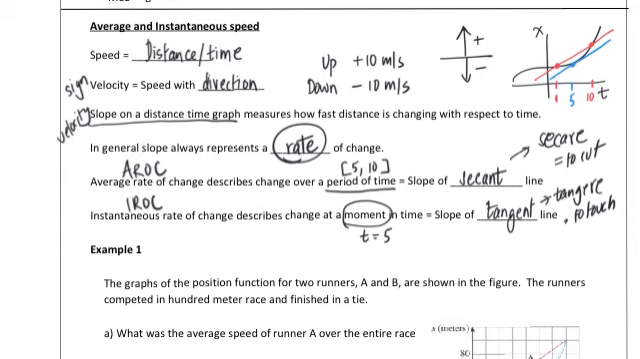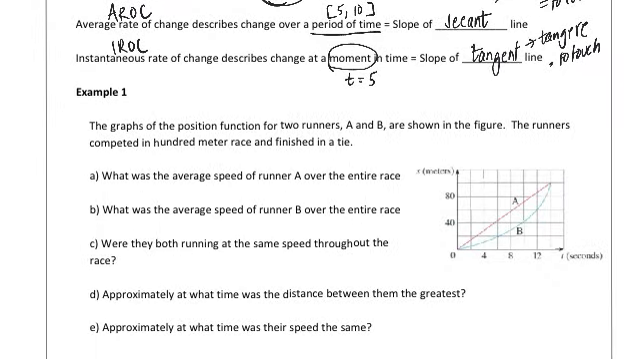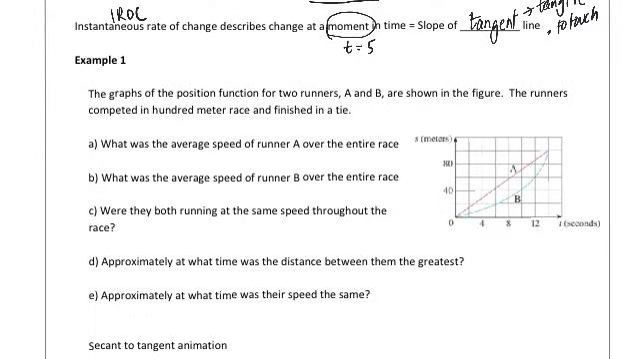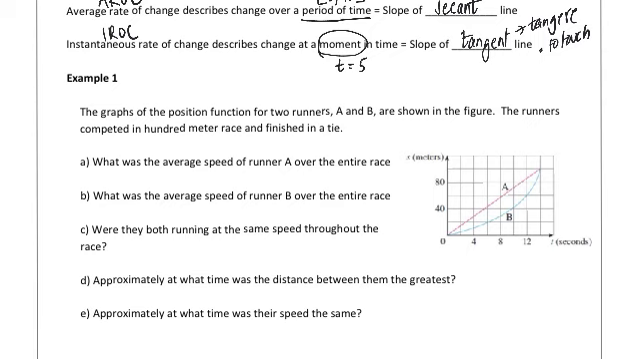Okay, so let's do example 1. Pause the video and see if you can figure it out, and then let's check what you think. Okay, so the graphs of the position function for two runners A and B are shown in the figure. The runners completed a 100-meter race and finished in a tie.